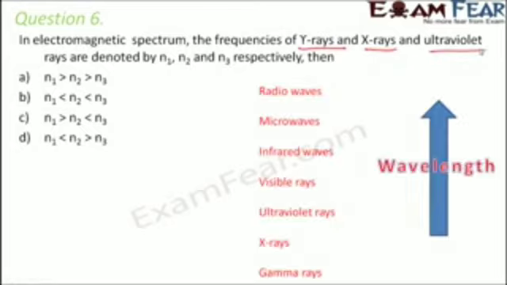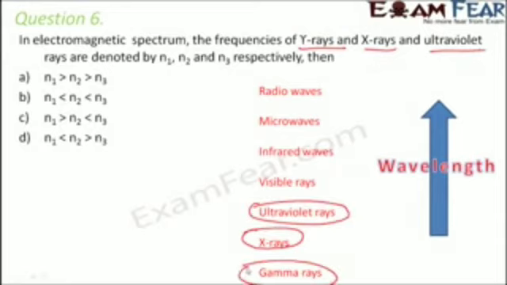So we will quickly recall the electromagnetic radiation list, and here we see ultraviolet rays, X-rays and gamma rays. Looking at this, you can say that the wavelength of ultraviolet ray, which is denoted by N3, is greater than the wavelength of X-ray, which is greater than the wavelength of gamma ray. So ultraviolet ray is denoted by N3.